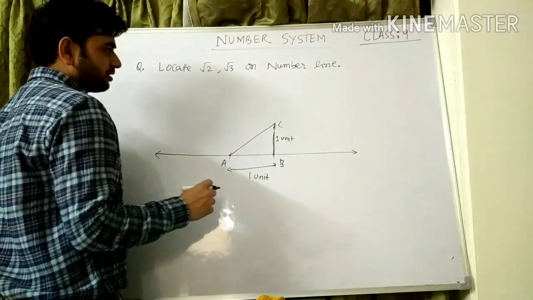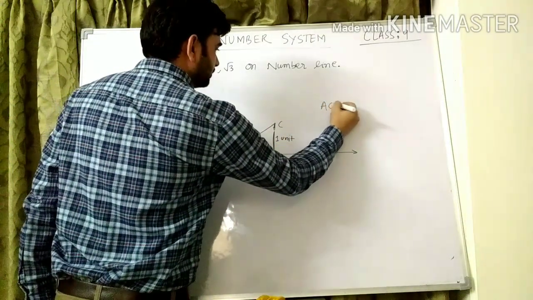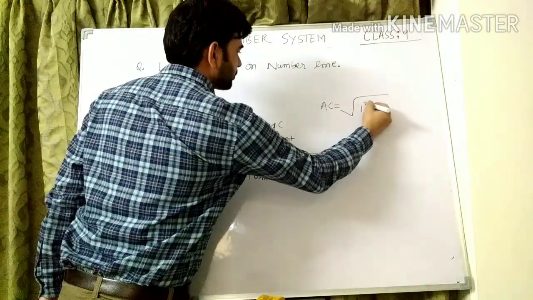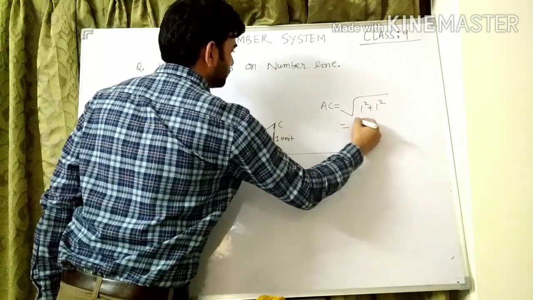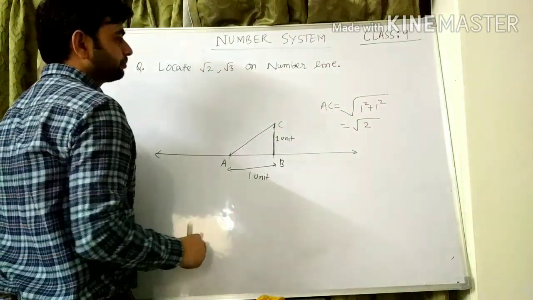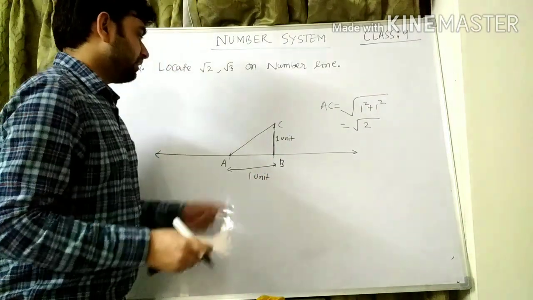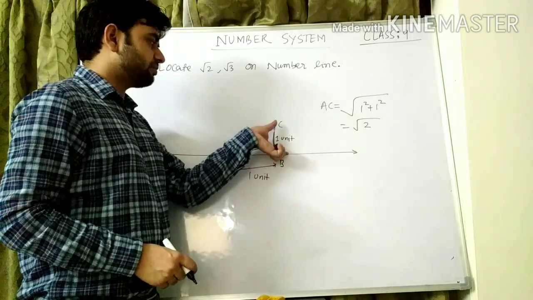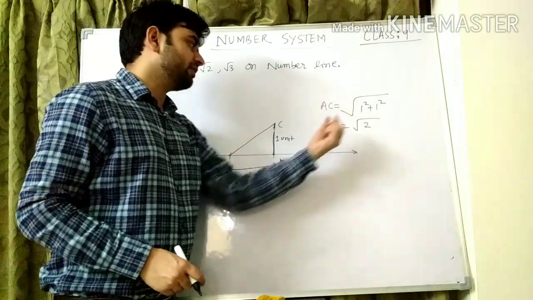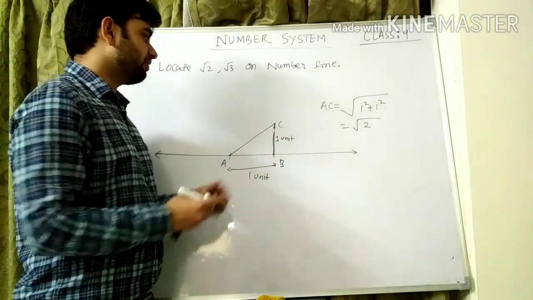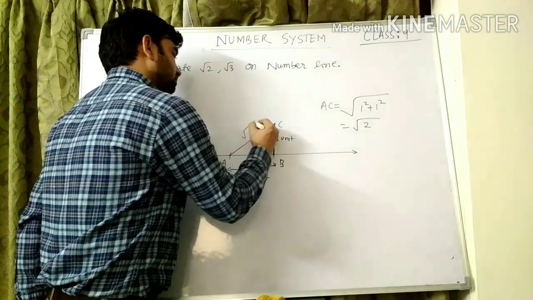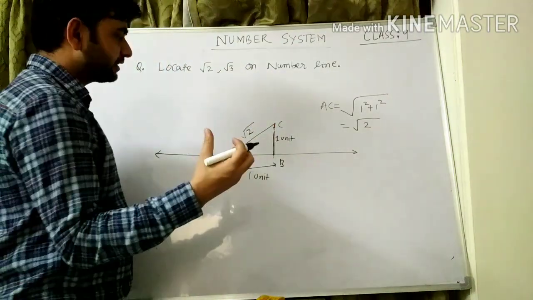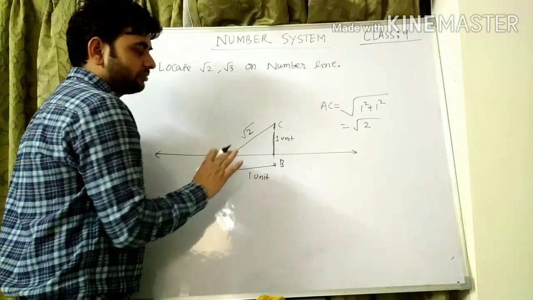So in the Pythagoras theorem, AC is equal to root over 1 square plus 1 square, which is 1 plus 1, it will be 2. As you all know, in a right angle triangle, by the Pythagoras theorem, AC square is equal to AB square plus BC square. So directly here I have written 1 square plus 1 square, it will become root over 2. So this length is root 2.